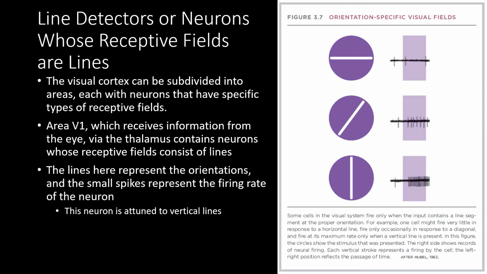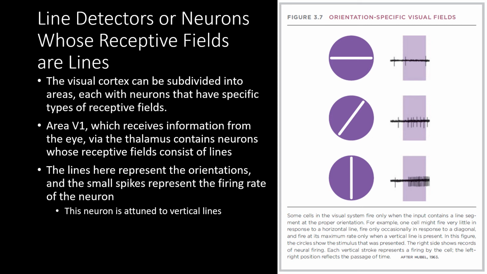Here is an example of a common type of receptive field, and these are neurons that are specifically dedicated to seeing lines, or another way of referring to them would be line detectors. Now, the visual cortex itself can be subdivided into a bunch of areas. We'll talk about that on the next slide. And the one specifically we're looking at here for line type detectors is area V1, which is at the backmost part of the occipital cortex and is actually what receives information from the eyes via the thalamus.